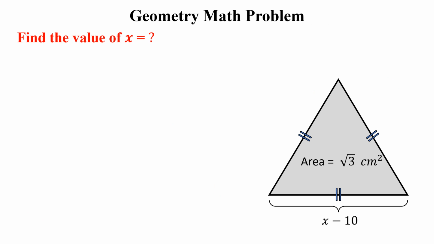The question is, if the area of this equilateral triangle is square root of 3 centimeters square and the side of this triangle is x minus 10, how to calculate the value of x? How can we solve this?